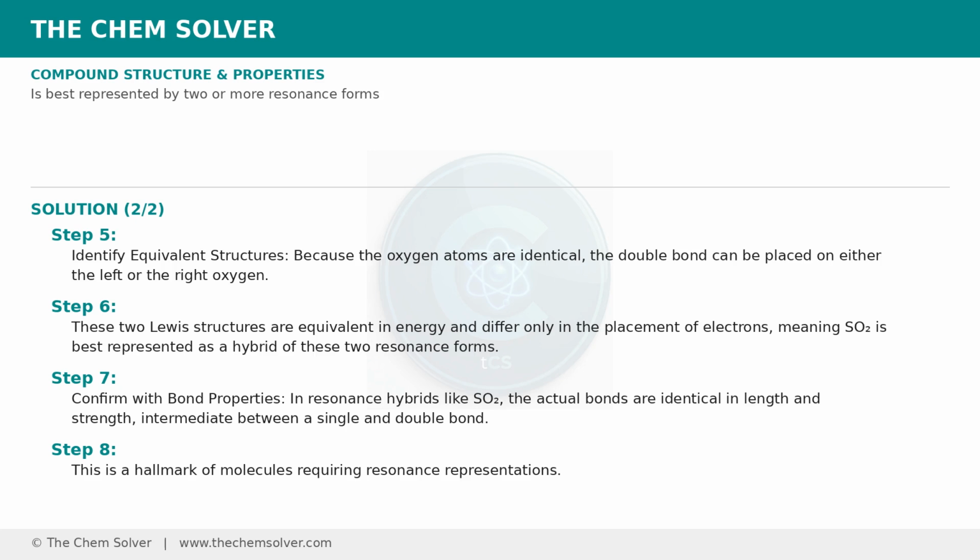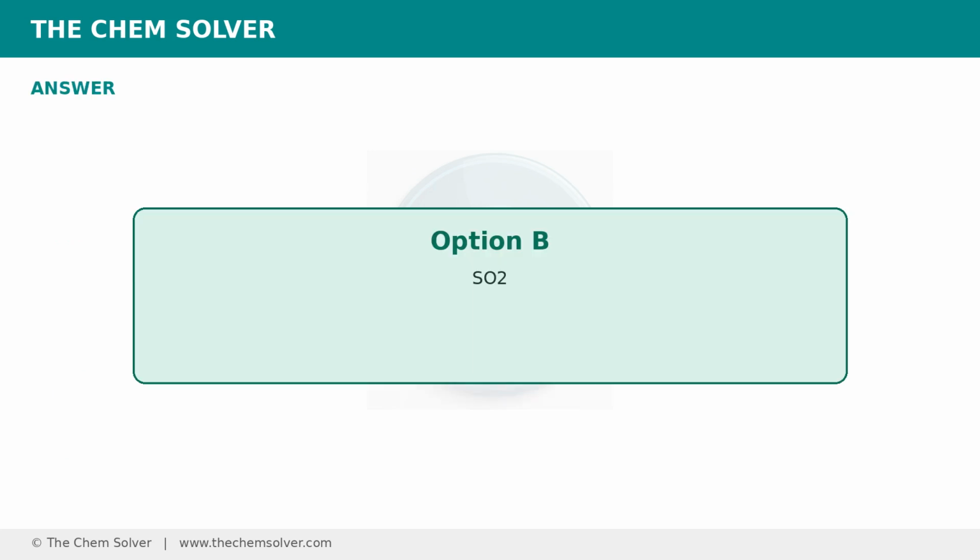Confirm with bond properties. In resonance hybrids like SO2, the actual bonds are identical in length and strength, intermediate between a single and double bond. This is a hallmark of molecules requiring resonance representations. The correct answer is option B, SO2.